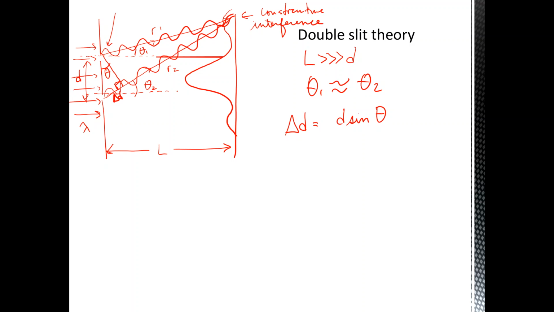And if that path length difference is a multiple of the wavelength, do I get constructive or destructive interference? Constructive. So if I were to say D sine theta is equal to some multiple m of the wavelength, and m is going to be an element of integers, then I have constructive interference.